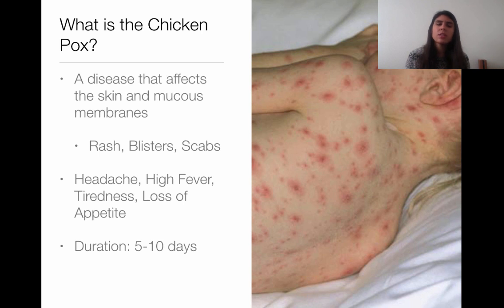In addition, those with the chickenpox are going to experience symptoms such as headache, high fever, tiredness, and loss of appetite. Now, typically people start to feel the symptoms 1 to 2 days before experiencing any of these signs, and it will last throughout the duration of the disease. And typically, the disease will last roughly 5 to 10 days.